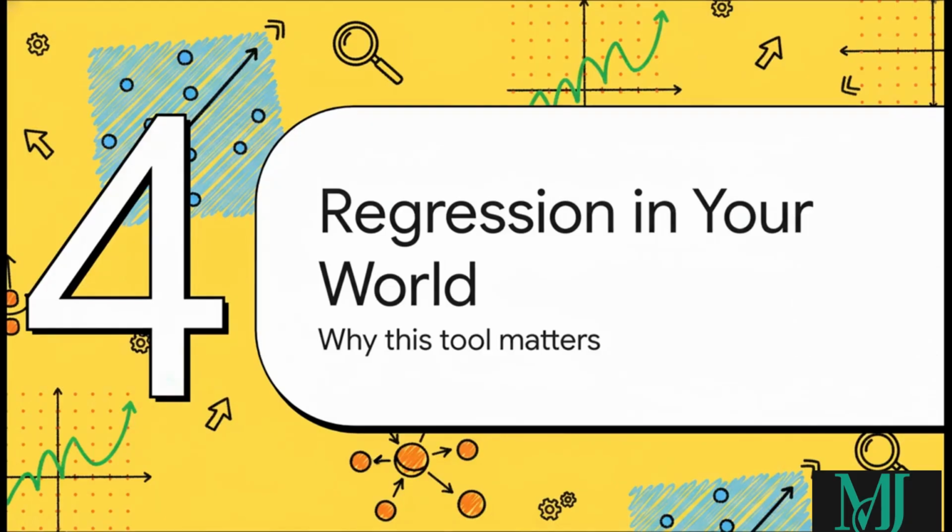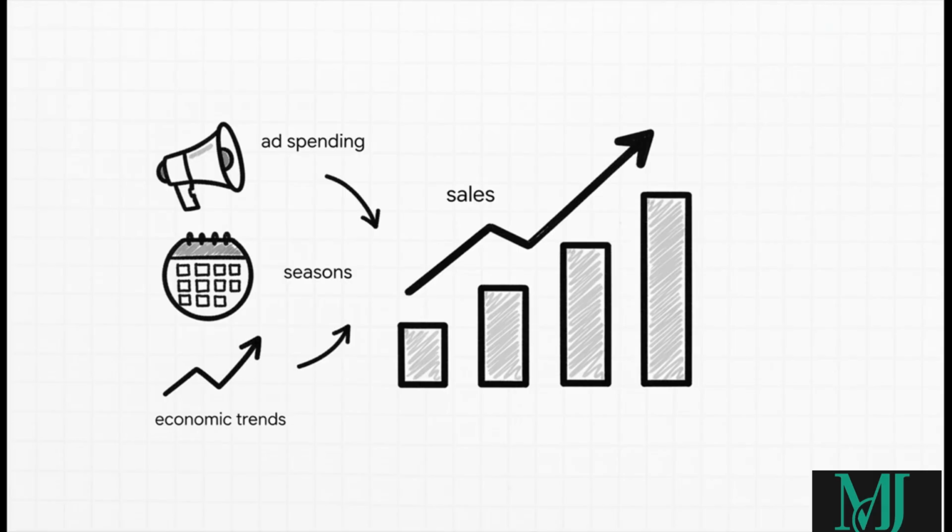Okay, so this all sounds like pretty neat theory, but you might be asking, why should I care? Well, because this stuff is quietly running the world all around you every single day. Let's look at a few examples. Take sales forecasting. Businesses live and die by this. They are constantly using regression to figure out future sales by looking at how things like their ad budget, the time of year, and what the economy is doing are all connected.